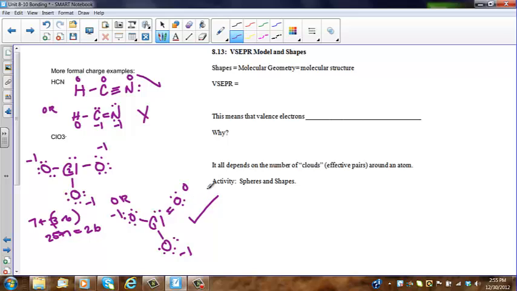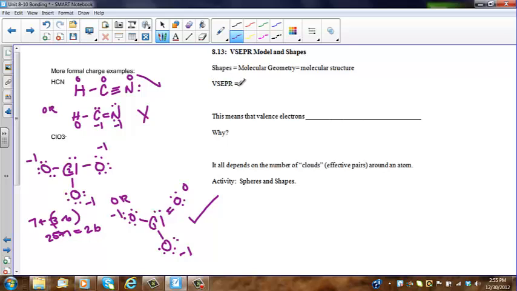Alright, that was just a little review of formal charge. We hadn't talked about it in a while. Let's talk about VSEPR models and shapes. What is the VSEPR model and shape? Well, it has to do with molecular geometry. And so the shape tells us the molecular geometry. What is the name of the shape which lends itself to molecular structure? And how is that determined? How is the molecular geometry or the shape of the molecule determined?